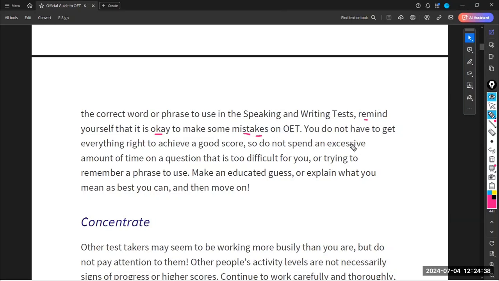Please try to keep moving, because you have to concentrate on the next parts. You don't have to get everything right to achieve a good score. Don't spend an excessive amount of time on a question, because this will affect the next questions. You will not have enough time to answer them, so this is really bad. Or maybe in speaking and in writing, you are stuck trying to remember a certain vocab or phrase to use to speak or write.